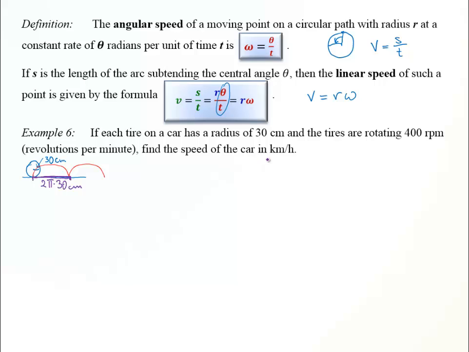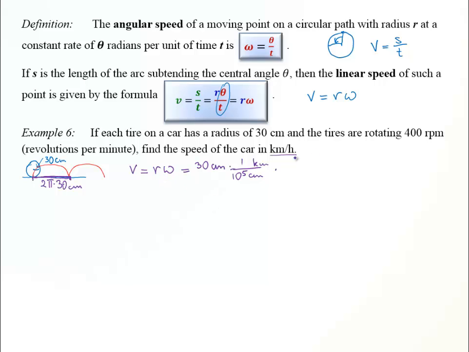Okay, what the question asks us to do is find the speed of the car in kilometers per hour. That means we need the linear speed, v. But v is the same as r times omega. Well, we know r, however, r is given in centimeters, and we need the final answer in kilometers per hour. So we need to convert 30 centimeters into kilometers: 30 centimeters times kilometers over centimeters. 1 kilometer corresponds to 10 to the 5 centimeters.